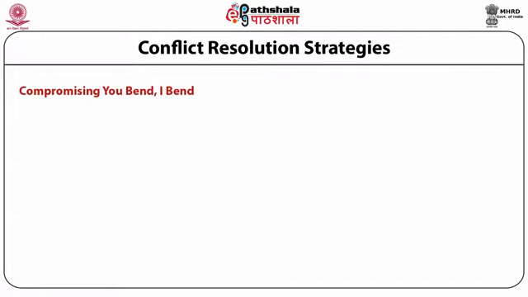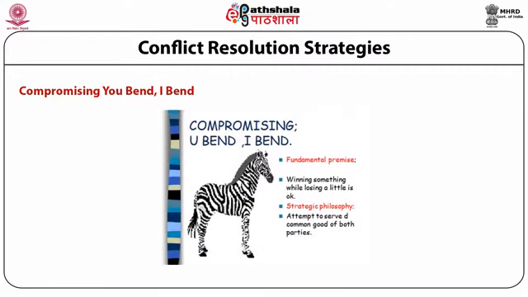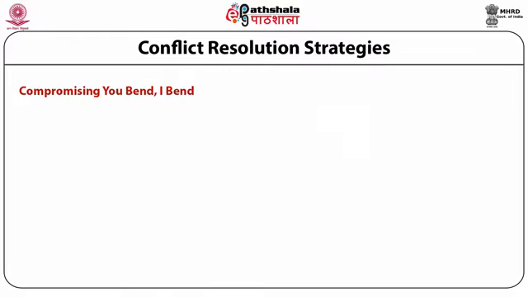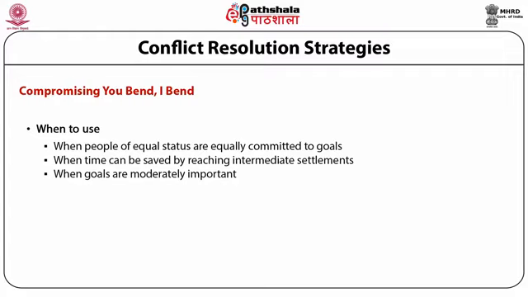Second one is compromising. I bend, you bend. Fundamental premise. Winning something while losing a little is okay. Strategic philosophy. Attempt to serve the common good of both parties. When to use? When people of equal status are equally committed to a goal. When time can be saved by reaching intermediate settlements. When goals are moderately important.